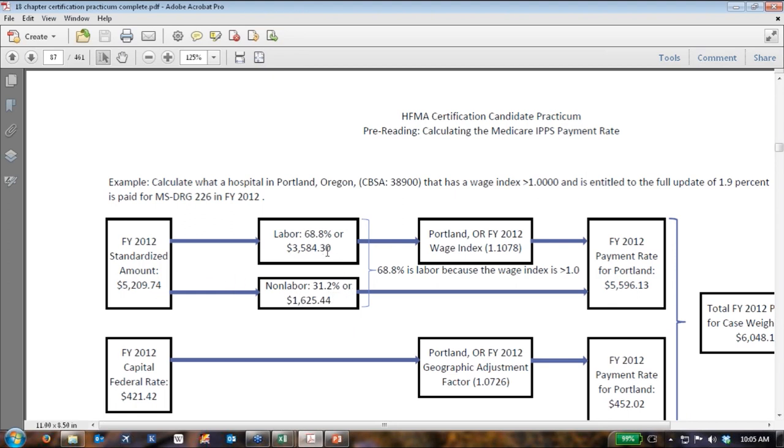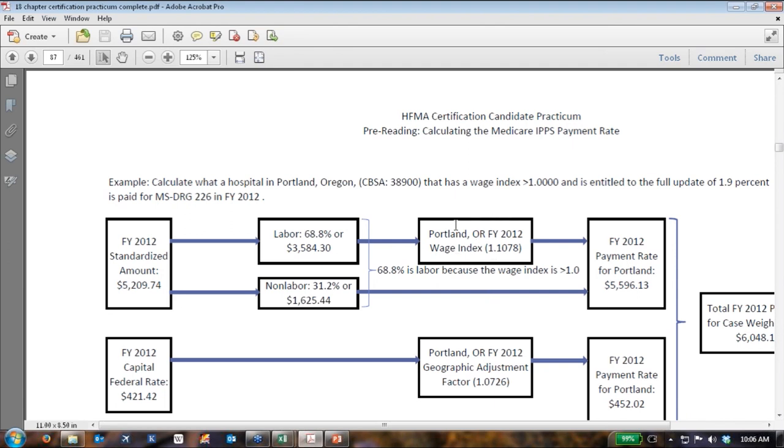So the labor costs, however, do vary. I'm showing you here how, for instance, in Portland, Oregon, the wage index is about 10% or 11% above the national average, and these numbers are recalculated every year. So the labor component gets inflated by this wage index to determine the payment rate for a Portland, Oregon hospital there. The non-labor costs, which are paid for frequently under group purchasing agreements, national contracts, etc., are not going to vary, so they're not inflated or adjusted for local conditions.